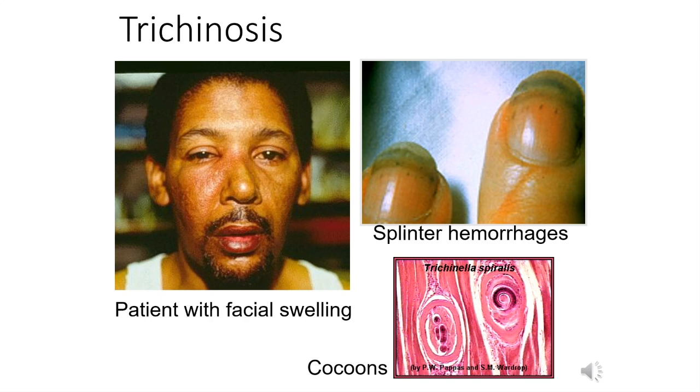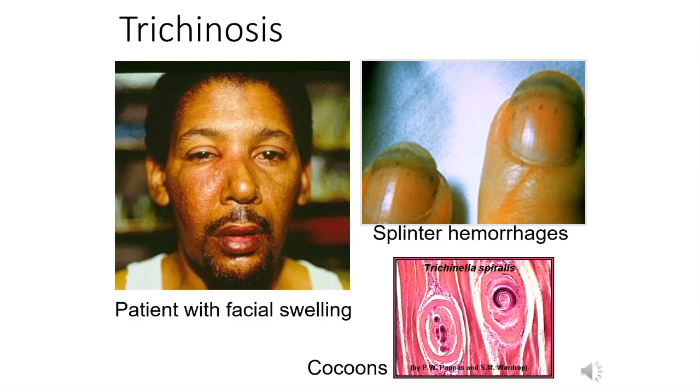You notice the edema in the face of this patient, especially in the lips and around the eyes. The whole face is slightly edematous. The splinter hemorrhages under the fingernails, and there you see on a pathologic slide the Trichinella spiralis cysts where the larvae are encysted. We say they encysted within the skeletal muscles like you see here.